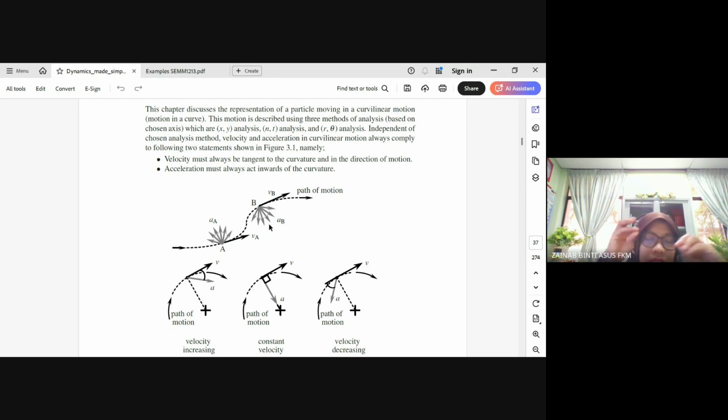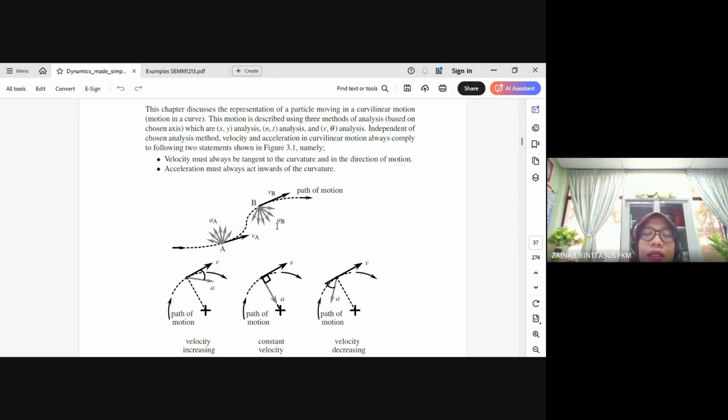And if you take the point B, let's say you trace and then take the point B there, and at point B you have the curve like that. You have to draw the tangent to the curve at B. That is your VB, the velocity at point B.